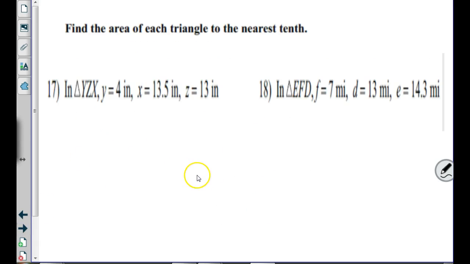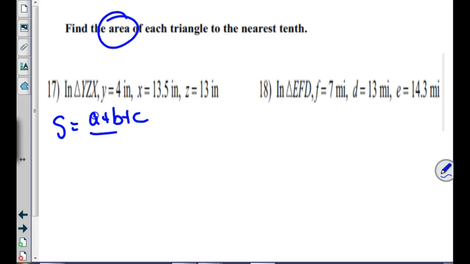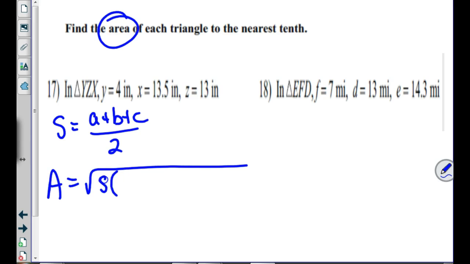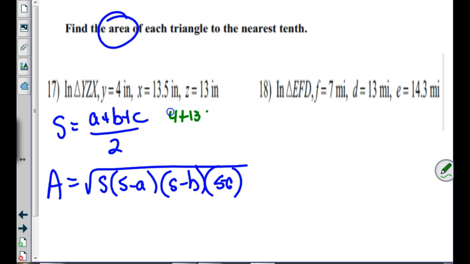All right, the other possibility for area of a triangle, and that formula is on there as well. These are kind of disgusting. S equals A plus B plus C divided by 2, and then A equals the square root of S times S minus A times S minus B times S minus C. Do you remember this fun rule? This is Heron's formula. So the first thing we have to do is add up all the sides. Make sure we divide that by 2, meaning the whole thing.